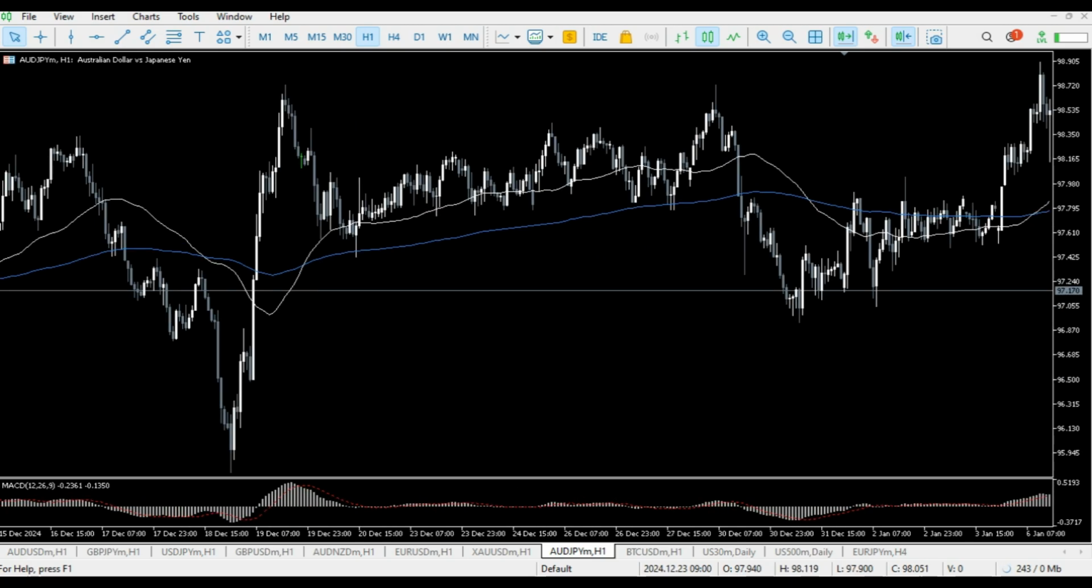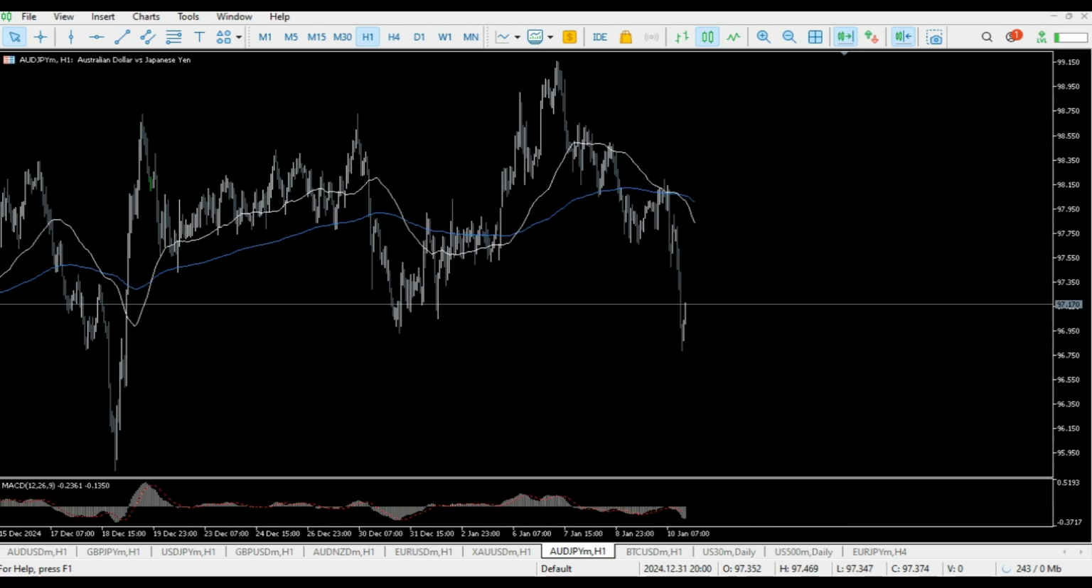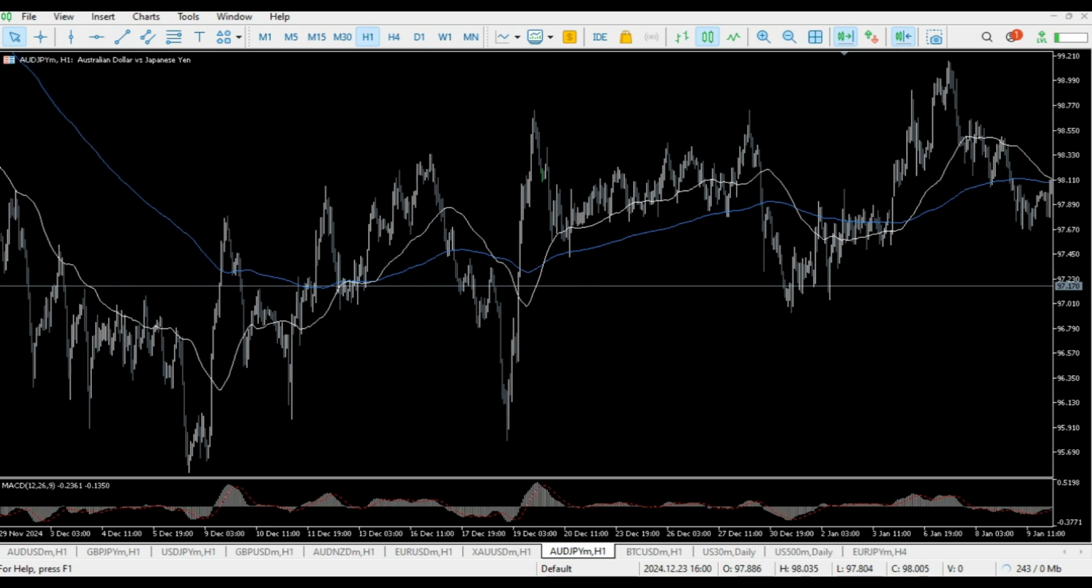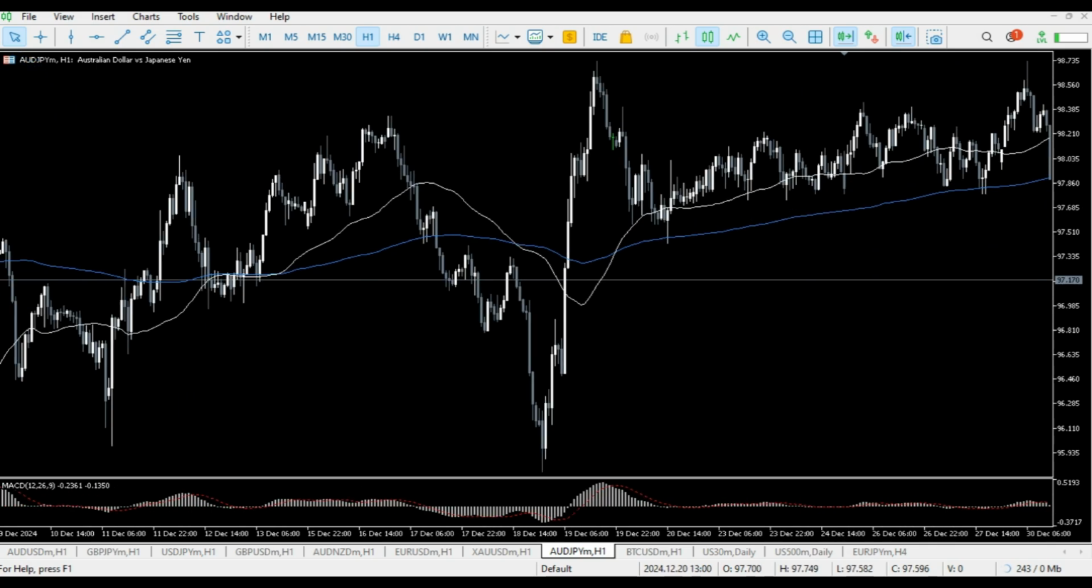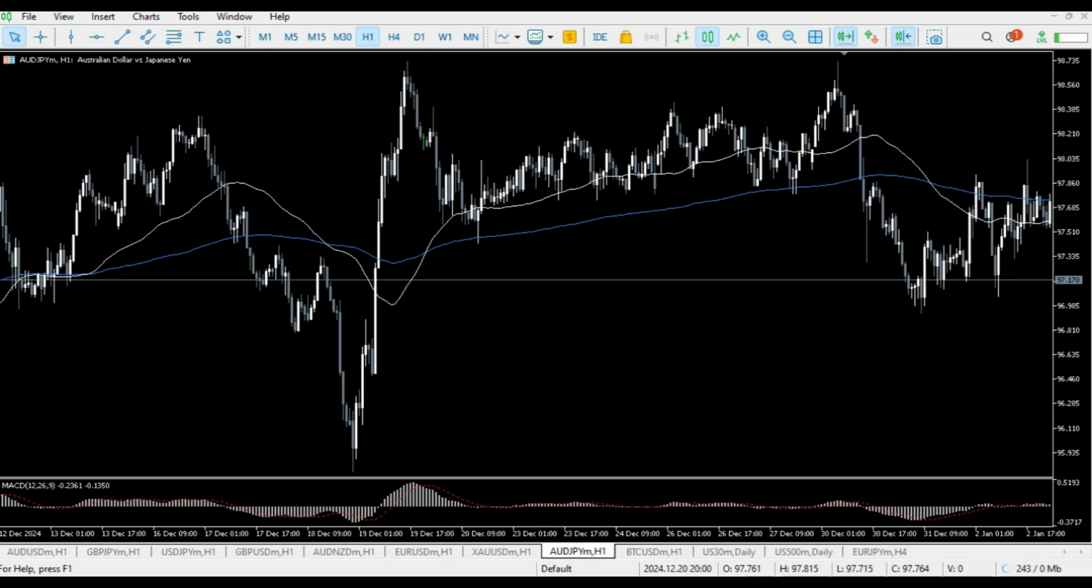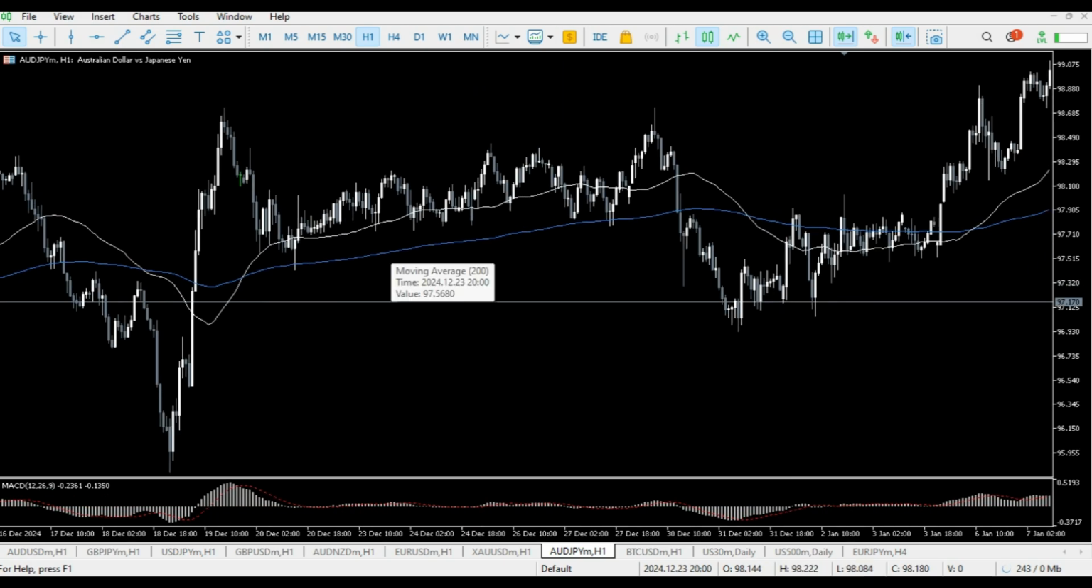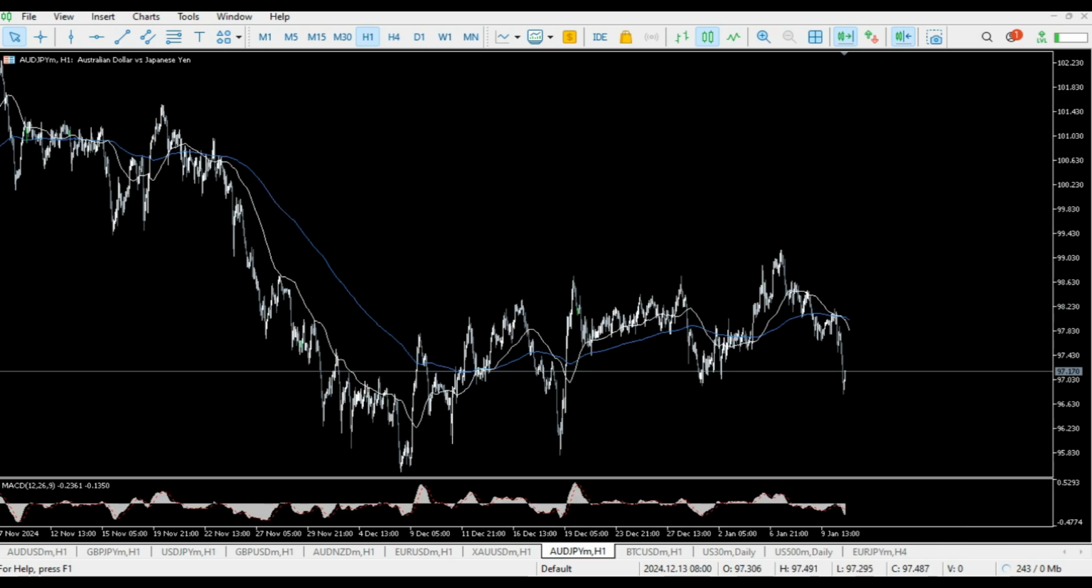A recap. This is AUD Japanese yen. A recap on AUD Japanese yen. Price has been creating pullbacks into the 200 EMA. This indicates weak trend.